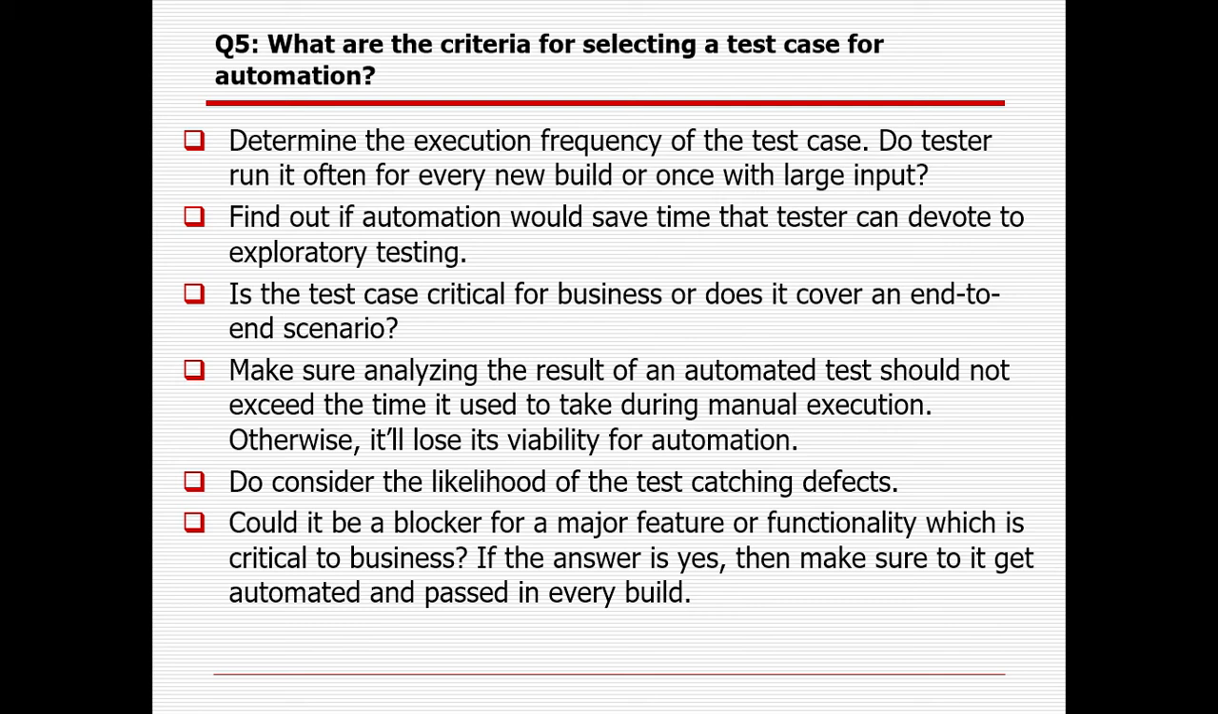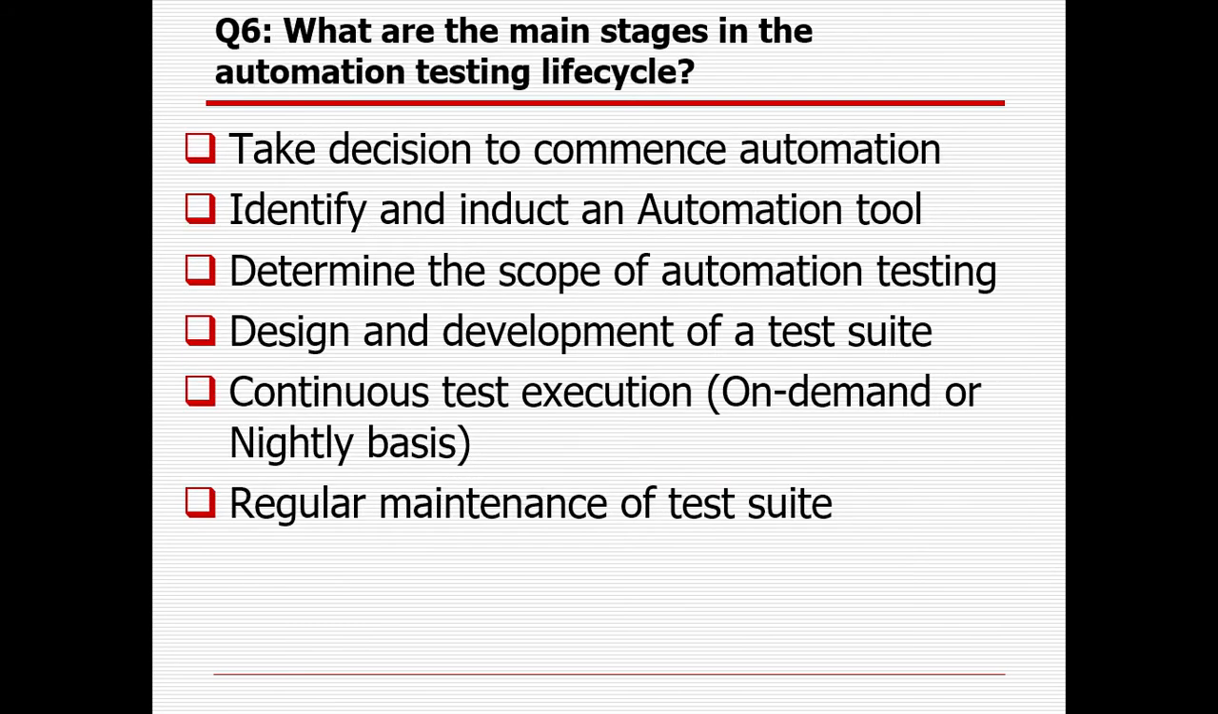Could it be a blocker for a major feature or functionality which is critical to business? If the answer is yes, then make sure it gets automated and passed in every build, right? So those are the important criteria you need to check before selecting a test case for automation. Whether it's from regression or from functional or integration, that does not matter. It should be applicable for the same set of suites or all the suites.